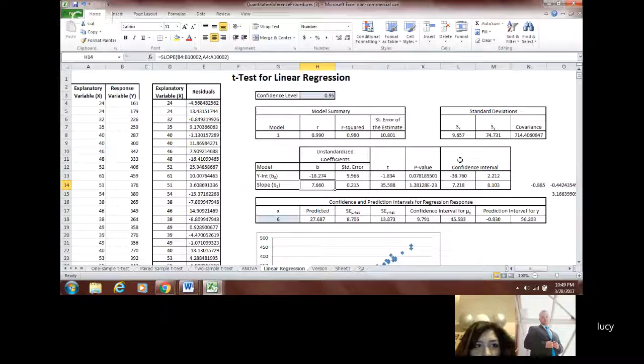What do you have for B1? Under B. For B1, I got 6.308. Is that what you have? Or do I have something completely different? 7.6.